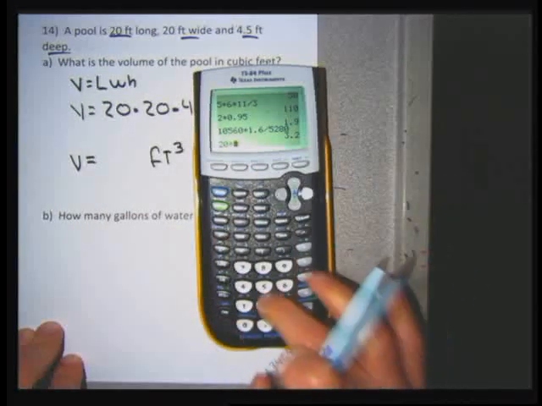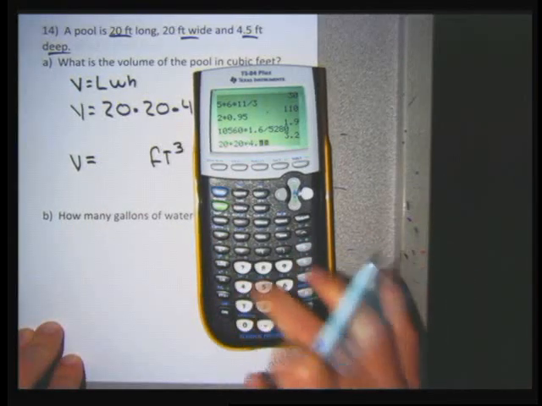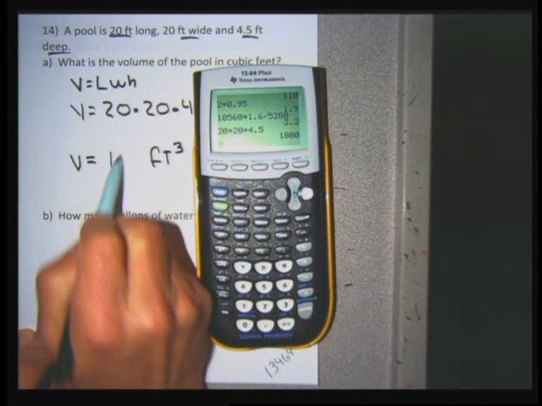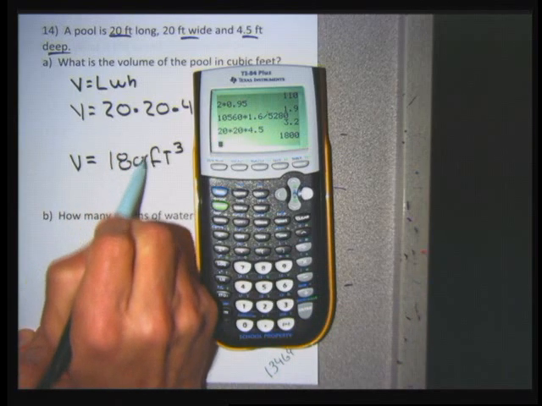Use my calculator for that. Go 20 times 20 times 4.5, and I get 1,800 cubic feet for the volume. That's all there is for part A.